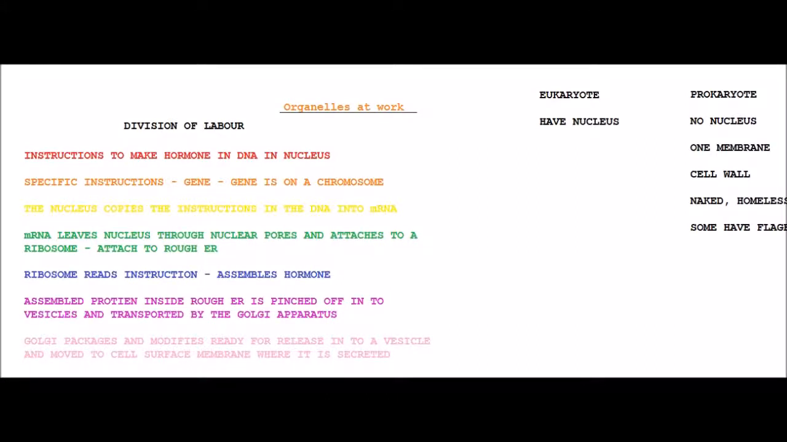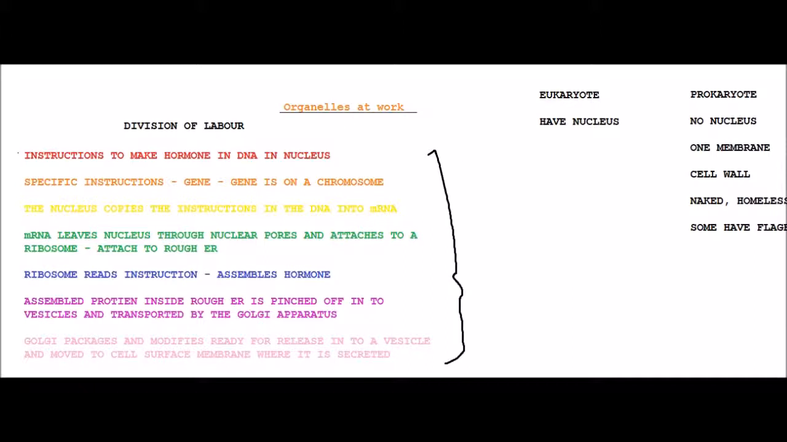So let's get started. The synthesis of a protein illustrates the division of labour within a cell. And this is the one given by the textbook, so I'm just going to go through it. It's about making a hormone. So the instructions to make a hormone are in the DNA in the nucleus.